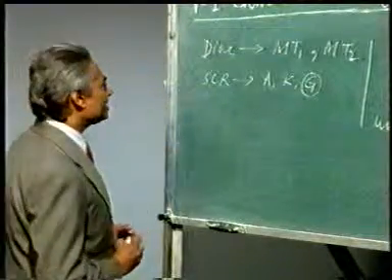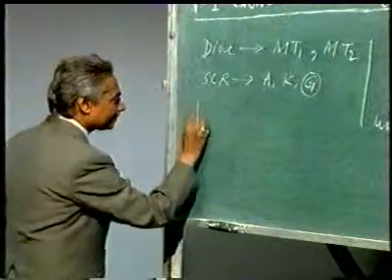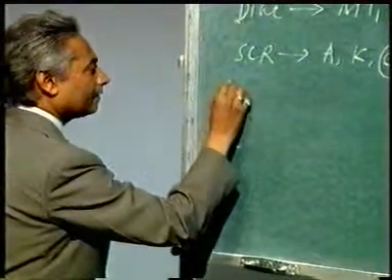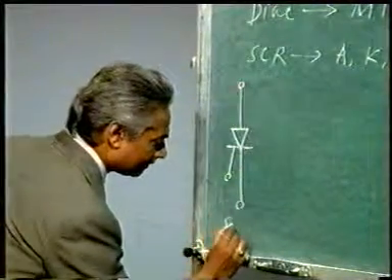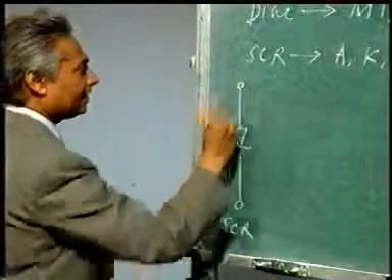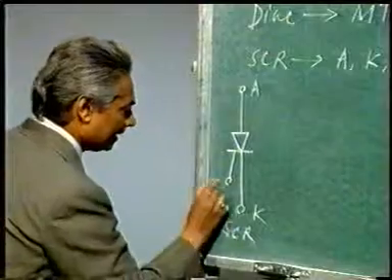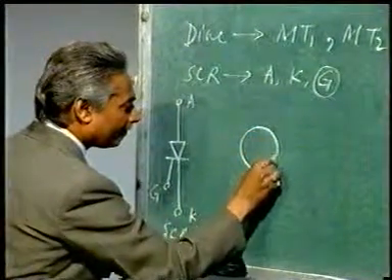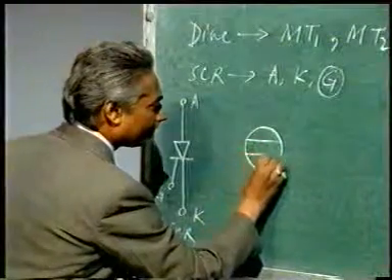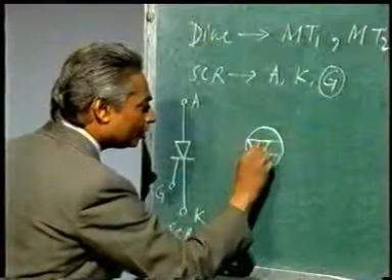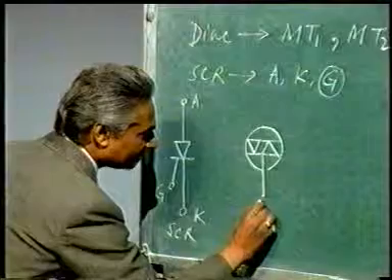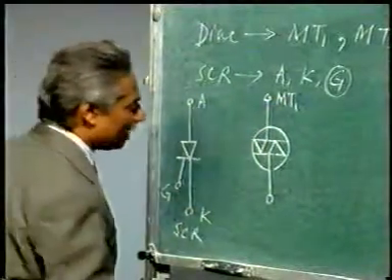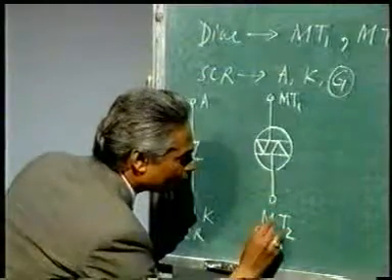Now the symbolic representation of an SCR, if you see, is like this. This is the symbolic representation of an SCR. This terminal is anode, this terminal is cathode and this is gate, whereas the DIAC is like this. You have a 2 directional device and the terminals are like this. This is MT1, which is main terminal 1, and this is MT2, which is main terminal 2.